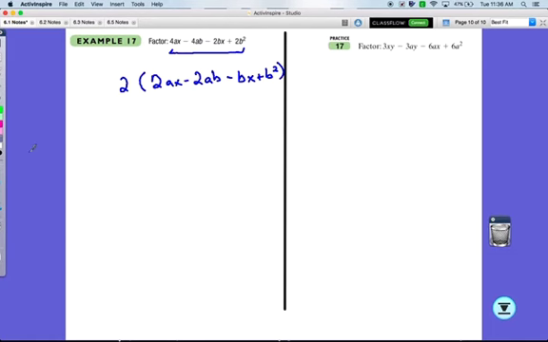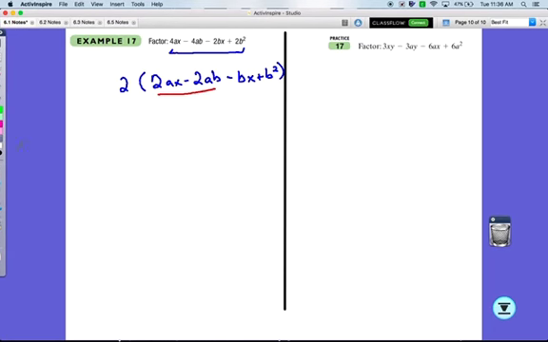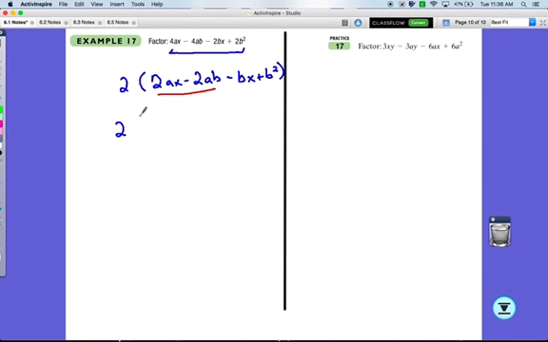All right, and then now I can group. These first two have a 2 and an a in common. So I'm going to have this 2 hanging out in front from the GCF, and a little bracket here, because I don't want to confuse my brackets and parentheses. Then that first group has a 2 and an a in common, which I'll factor out, leaving me with x and then minus b.